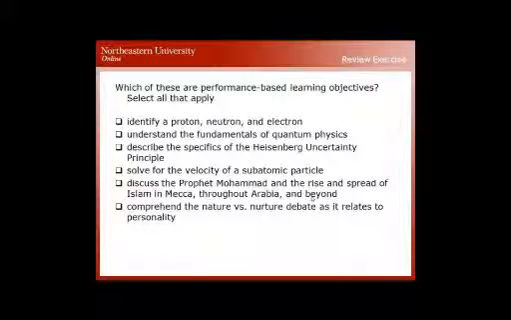If you selected, identify a proton, neutron, and electron; describe the specifics of the Heisenberg uncertainty principle; solve for the velocity of a subatomic particle; discuss the Prophet Muhammad and the rise of the spread of Islam in Mecca throughout Arabia and beyond: good job. If you selected, understand the fundamentals of quantum physics; comprehend the nature versus nurture debate as it relates to personality: try again, and remember to look for action verbs.